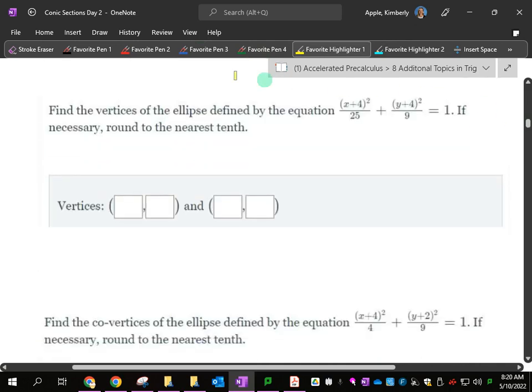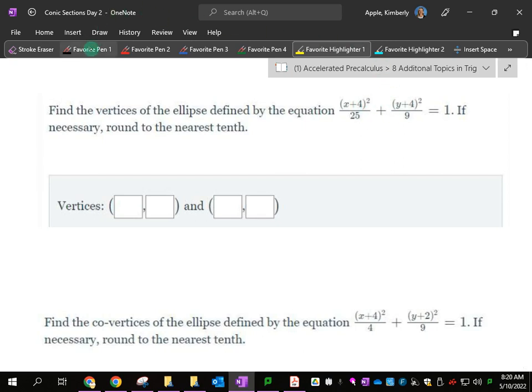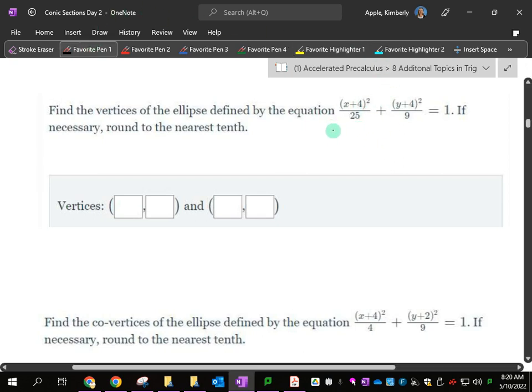All right, now let's go down. And this asks me to find the vertices of this ellipse. So again, step number 1 is I'm going to rewrite this, bless you, just like I see it in the formula. So we're going to take some time and do that real quick.